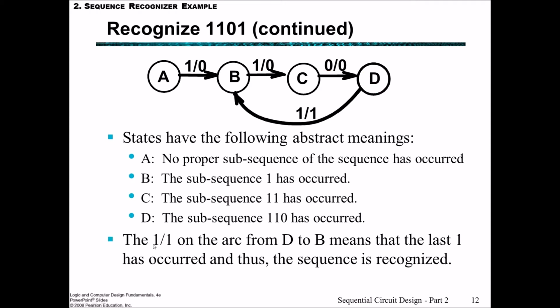And then the input 1, output 1 on the arc from D to B, that is here, means that the last 1 has occurred in the sequence, and thus the sequence is recognized. And we also are part of the way into the next sequence, as in we're at B.